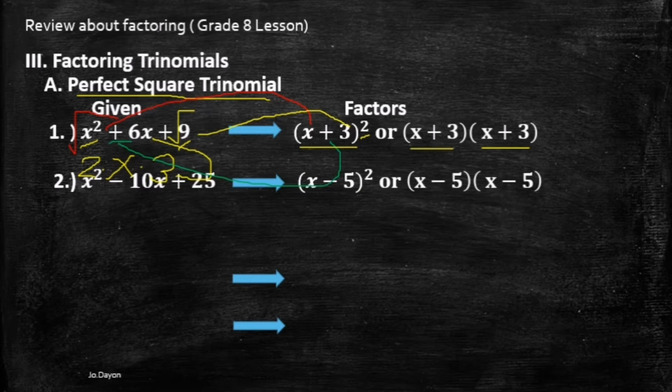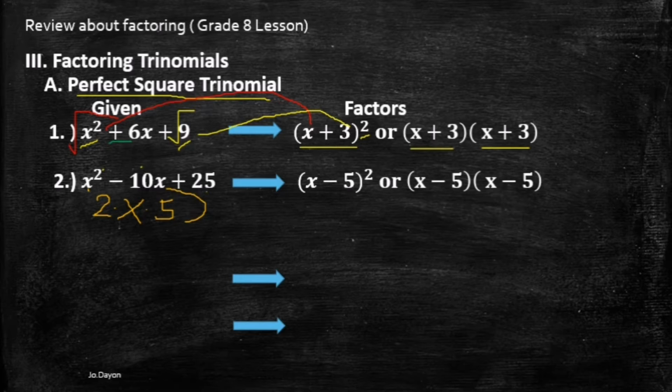Okay, another example. We have x squared minus 10x plus 25. Okay, the first term and the third term are perfect squares. Next, we're going to check the middle term. So the middle term is twice the square root of the first term, x, and the square root of the third term, which is 5. So we're going to multiply 2 times x times 5, we have 10x. So we were able to obtain the middle term. Therefore, this is also a perfect square trinomial.